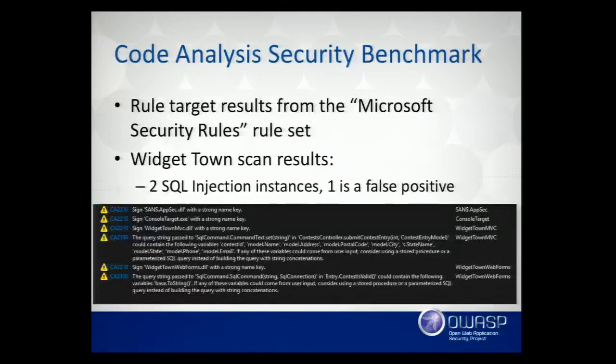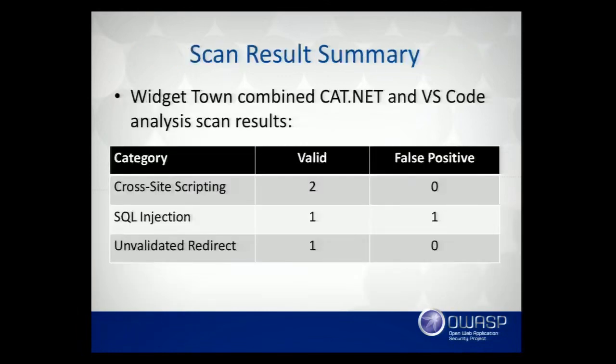So I ran this against WidgetTown, and I found 2 more issues. You'll notice at the top it's complaining about strong name keys on all the DLLs, which you can just ignore. That's a waste of time, at least from a security perspective. But we do have 2 SQL injection instances identified. One of them is a true positive, one of them is a false positive. So I ran our 2 options for .NET right now that are free and easily available, and here's what we got: 2 cross-site scripting, 1 SQL injection with 1 false positive, and 1 unvalidated redirect.